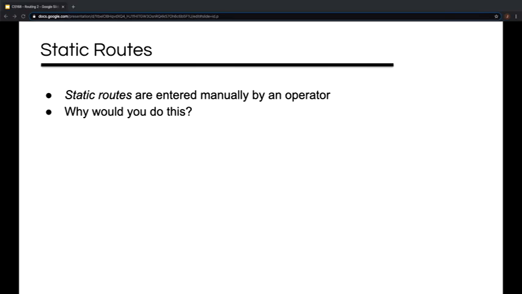So an operator might want to override for one reason or another. They might want to override what the routing protocol would do, right? The operator may just be like, I know best, or I know what I want to do. So they're going to use this static route to override it. Does that fit with what you're thinking? Yeah. Any other thoughts?